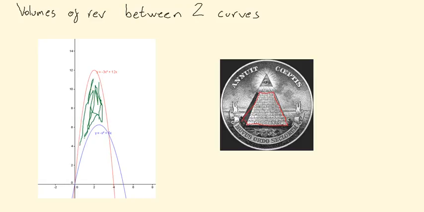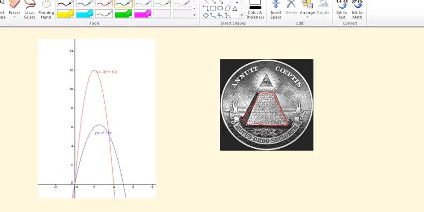What we really need to be doing is working out the entire volume under the red curve, the entire volume under the blue curve, and then minusing these two volumes from each other. Very similar to how we just did with the pyramid. So let's try and have a go at this.